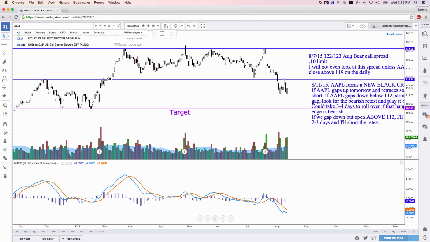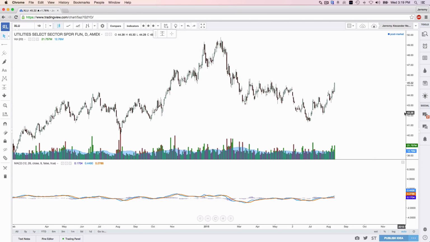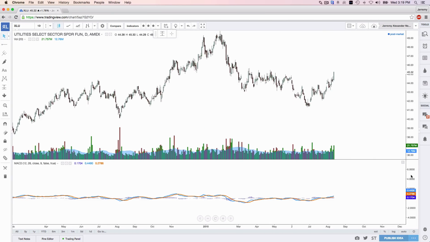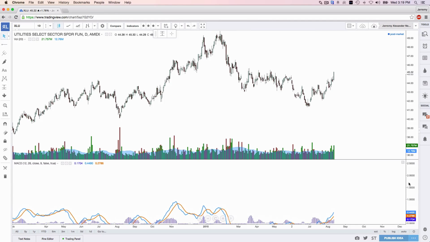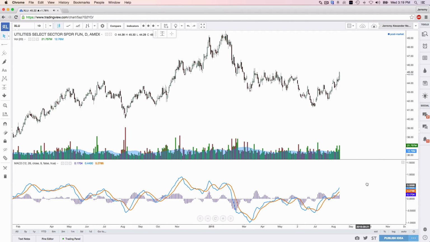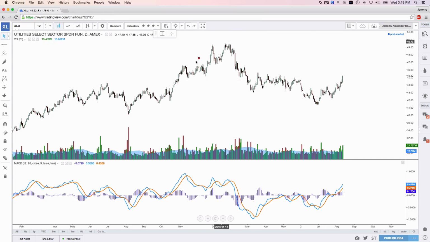Abraham wants to look at XLU. All right, let's go check out XLU and see if we can find any divergence. Utility sector, a utility stock. I'm going to have to straighten this chart out just a little bit. There we go. Utility stock. Let's see if I can find a bearish divergence right there.